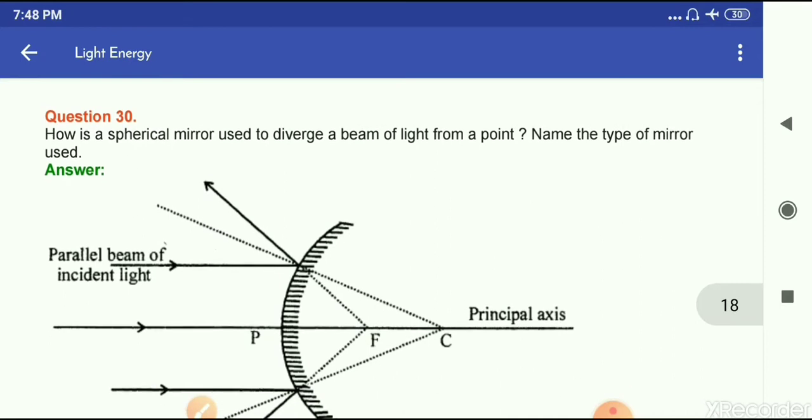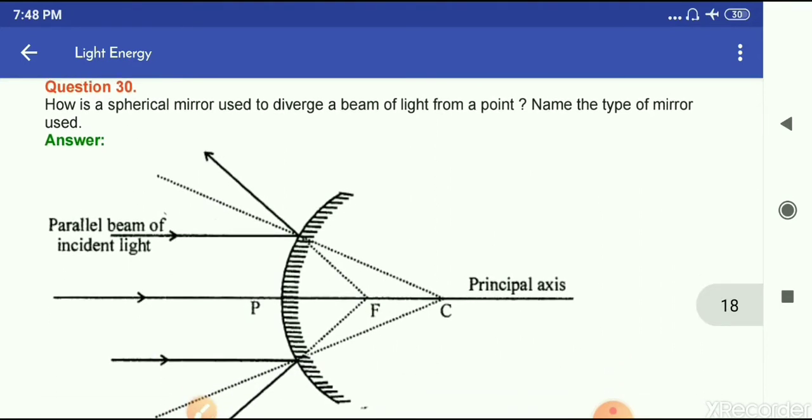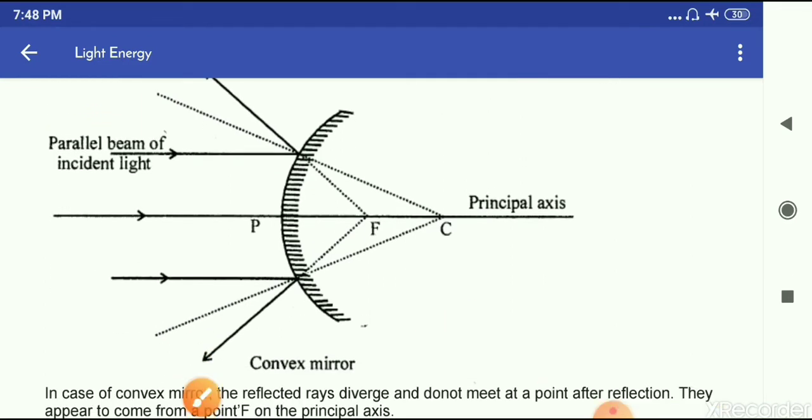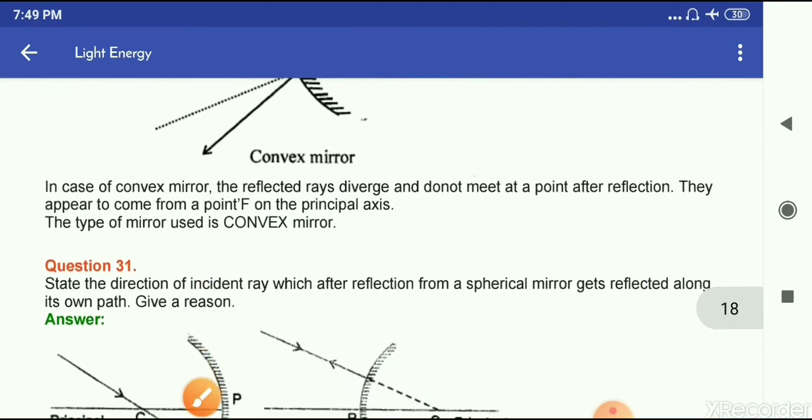Question number 30. How is a spherical mirror used to diverge a beam of light from a point? Name the type of mirror used. So this is a diagram, and in case of convex mirror, the reflected rays diverge and do not meet at a point after reflection. They appear to come from a point F on the principal axis. This is the point F, and the type of mirror used is convex mirror.